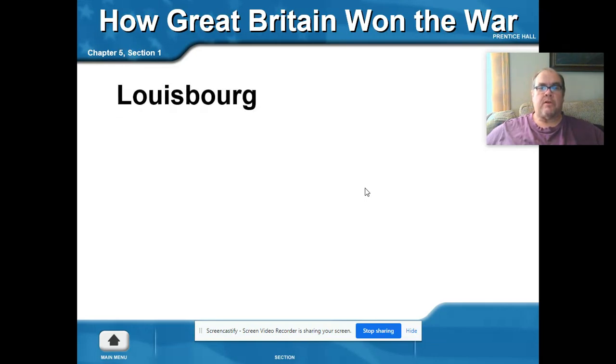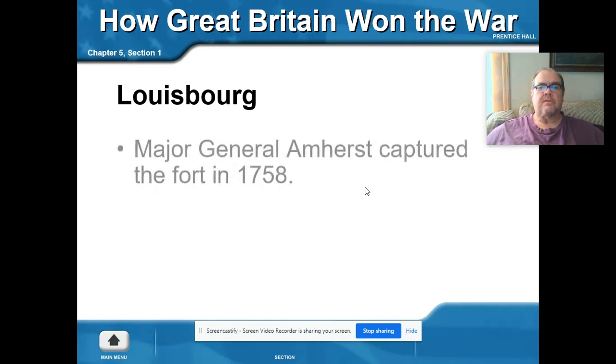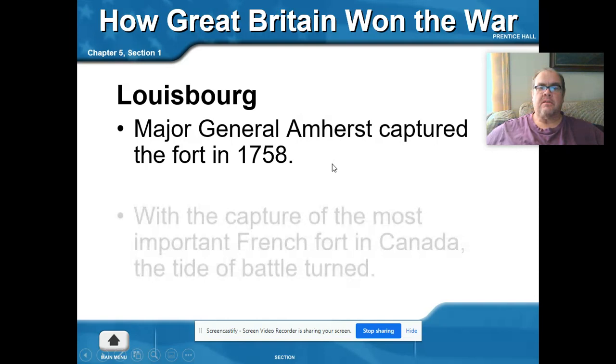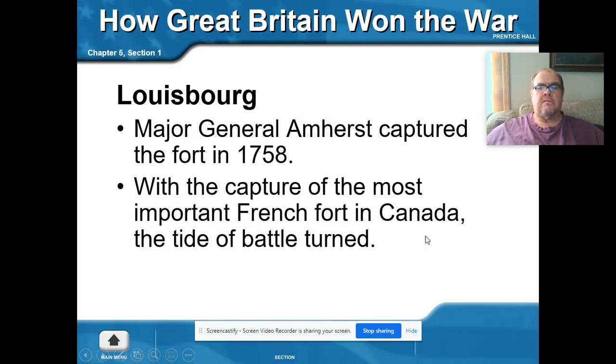The Battle of Louisburg. This was a gigantic French fort that controlled the St. Lawrence River that General Amherst captured in 1758. And this was the most important French fort in Canada and it turned the tide of the battle and of the war, because now the British controlled who could sail up and down the St. Lawrence River, which means the French could not bring supplies in anymore to their army.